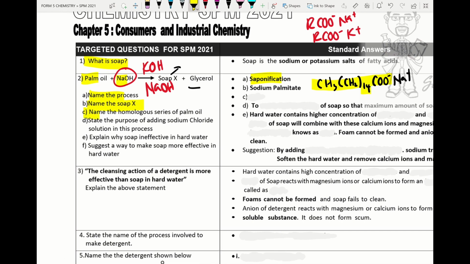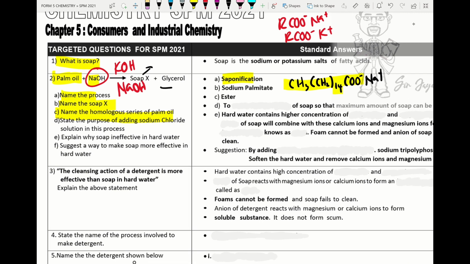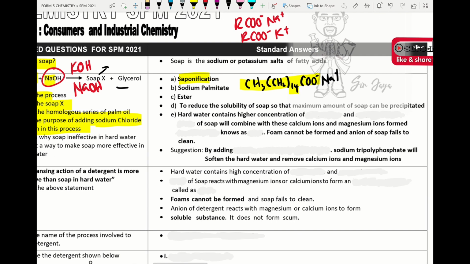State the homologous series where the palm oil belongs to. Oil and fat belong to natural ester. Please remember it's ester. All right, state the purpose of adding sodium chloride. Look at question D. The purpose of adding sodium chloride is to reduce the solubility of soap, so that the maximum amount of soap can be precipitated.